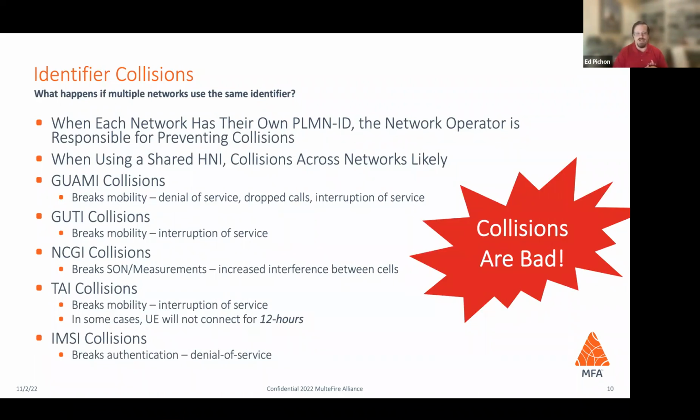NCGI collisions can be really subtle. They can disrupt the self-optimizing network systems, which can result in increasing interference between your cells, as well as interruption of service. Tracking area update or tracking area indicator collisions likewise can cause interruption of service. And there's a really unpleasant circumstance with how some of the timers work, where the phone is denied service for 12 hours because of one of the error timers.